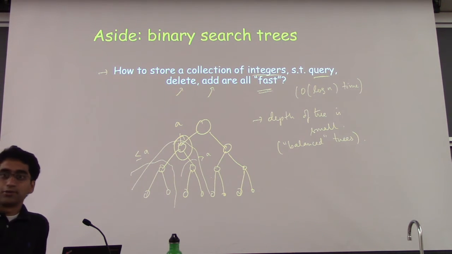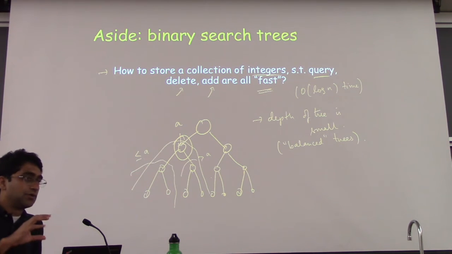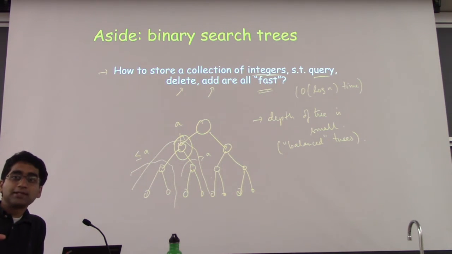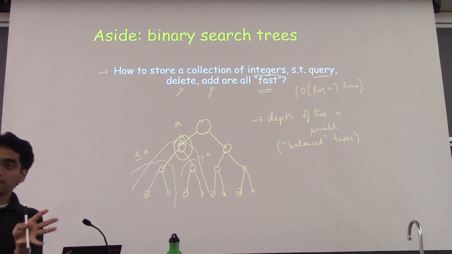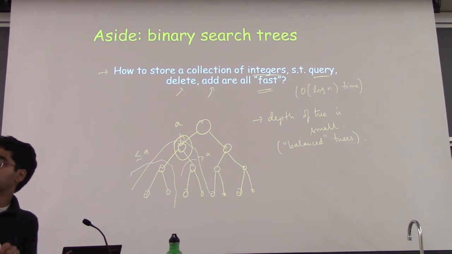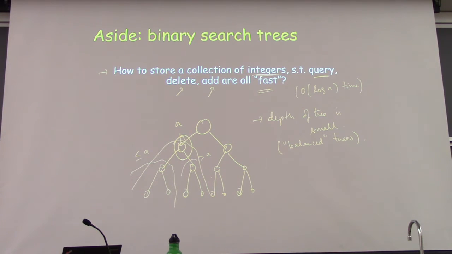Okay, so the important thing is this. You have a collection of objects that are all completely ordered. You store them in a tree of small depth. You have this property that the root of any subtree has the elements smaller than it on the left side, elements bigger than it on the right. Okay. So this is the important thing about a binary search tree.